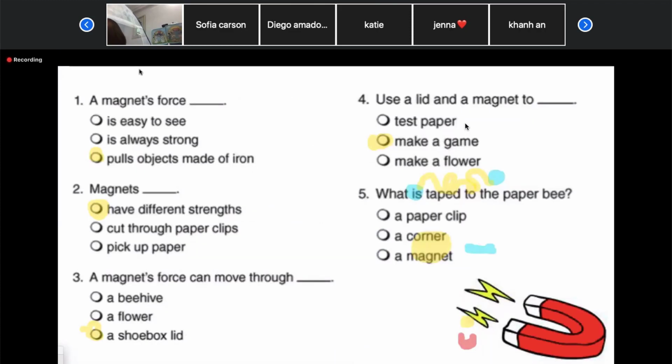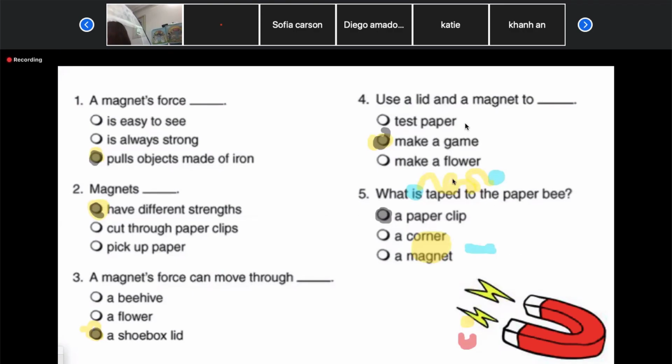So what is taped to the paper bee? Jenna, what is taped to the bottom of the paper bee? What's taped to the bottom of our bee? Paper clip. Yes, very good. We have a paper clip taped to the backside of our paper bee. Okay. Does anyone have questions about our game so far? Does everyone understand how the game works?